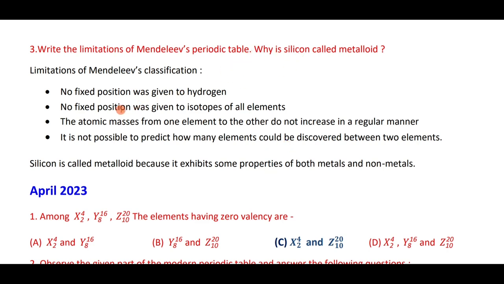Silicon is a metalloid because it exhibits the properties of both metals and non-metals.